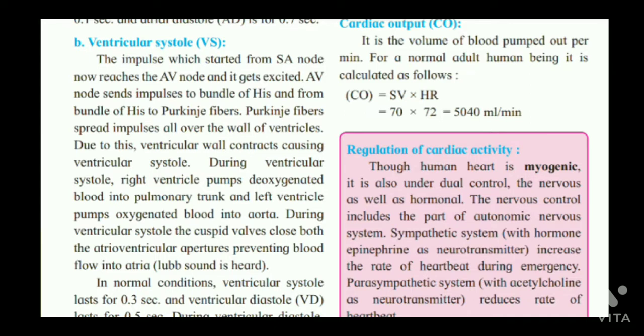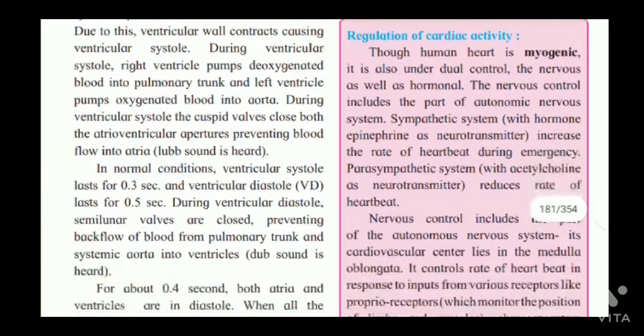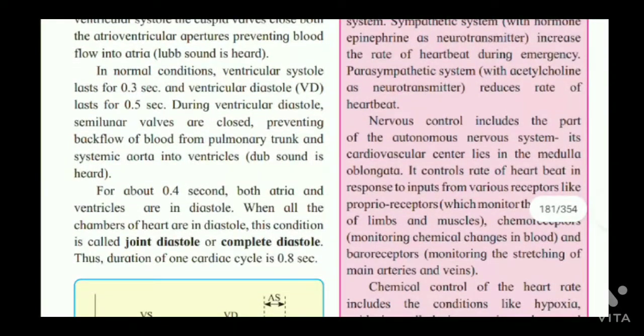During ventricular systole, the cuspid valves close both the atrioventricular apertures, preventing blood flow into atria. Lub sound is heard. In normal condition, ventricular systole lasts for 0.3 second and ventricular diastole lasts for 0.5 second. During ventricular diastole, semilunar valves are closed, preventing backflow of blood from pulmonary trunk and systemic aorta into ventricles. Dub sound is heard. For about 0.4 second, both atria and ventricle are in diastole.